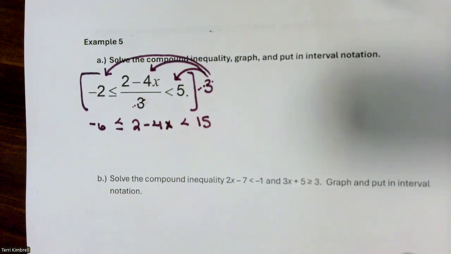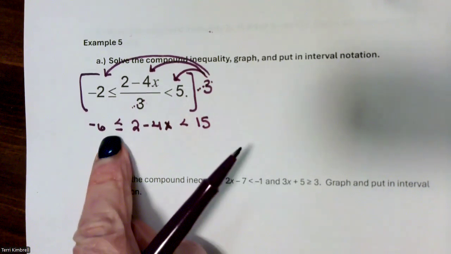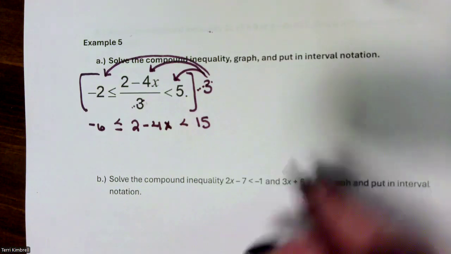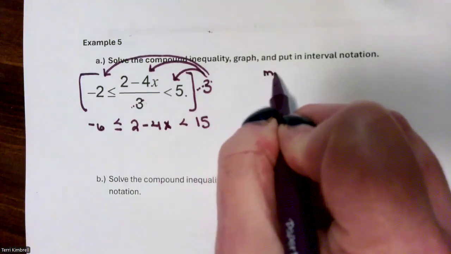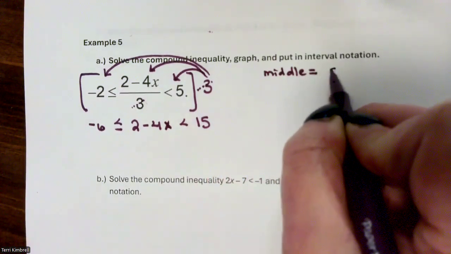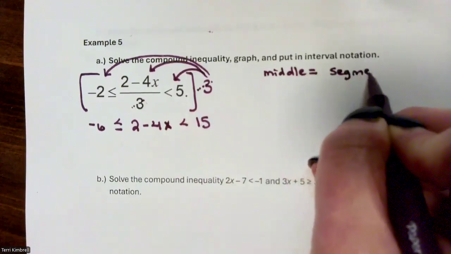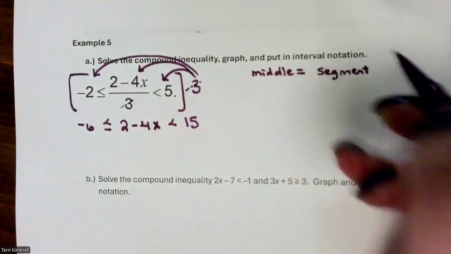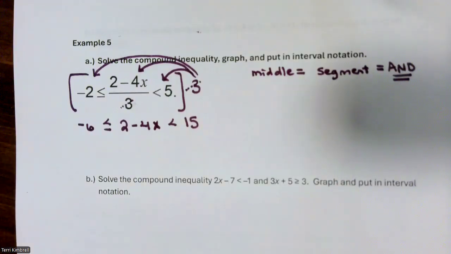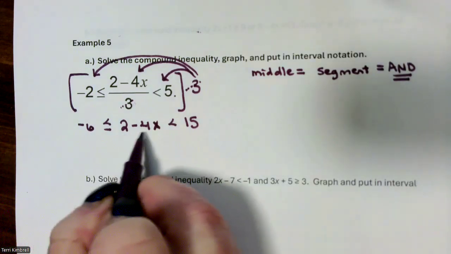So this is a compound inequality because you have two problems. You have one part on each side, okay? When it is in the middle like that, it's usually going to be a segment, and it's going to be an "and" because segments are what they have in common, and that's usually in the middle. Okay, so I'm going to go ahead and solve for x.